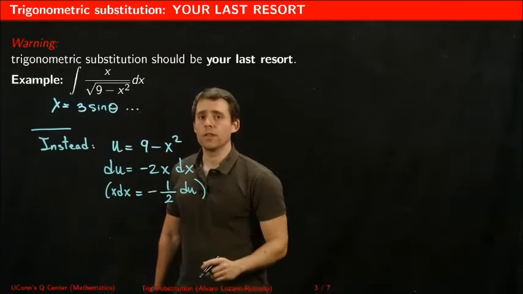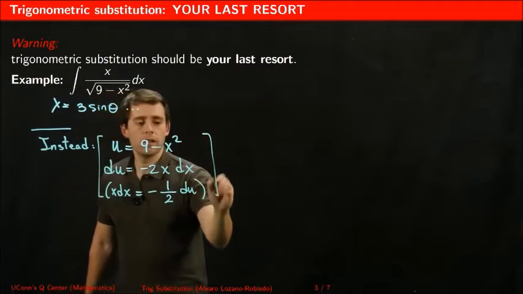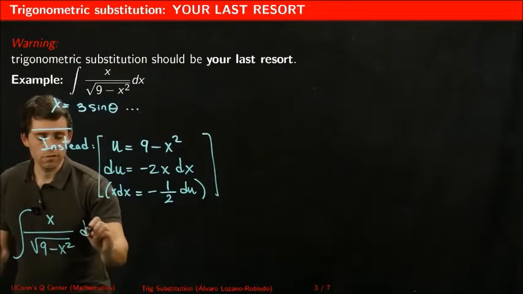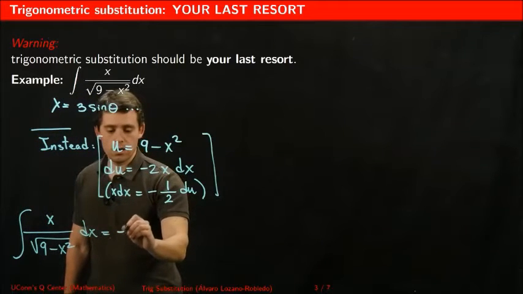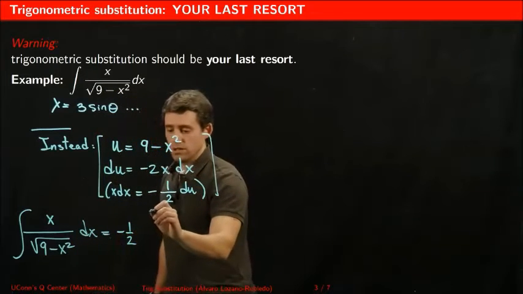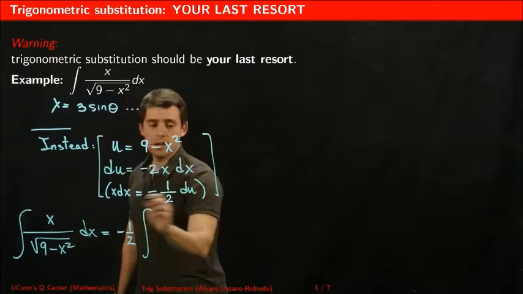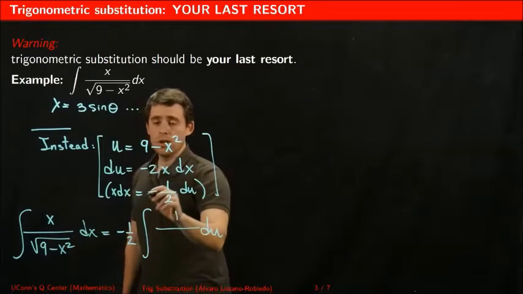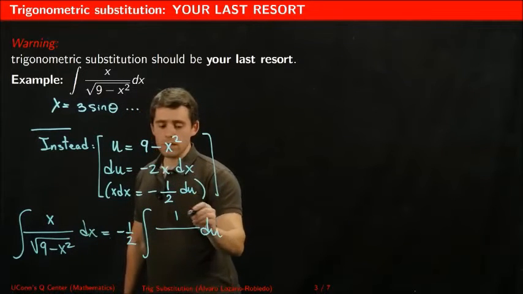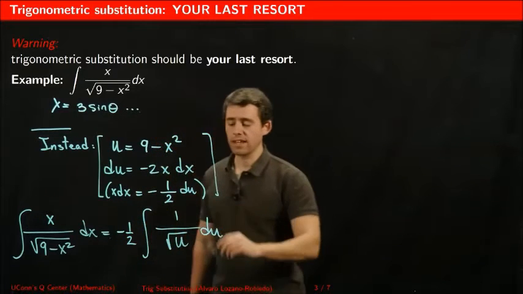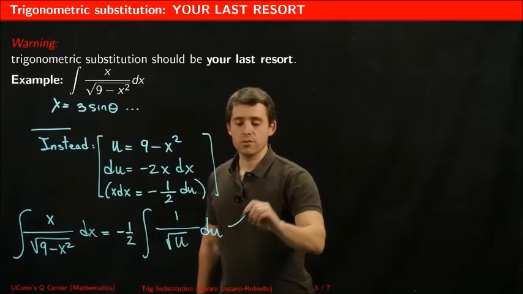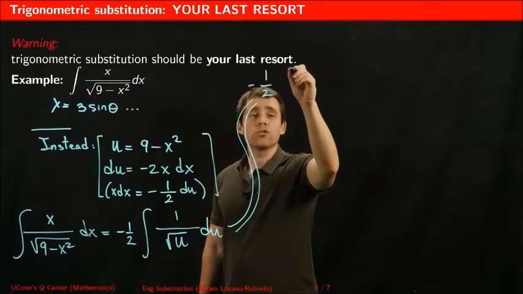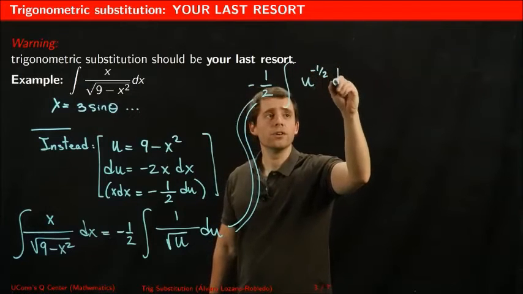And I can proceed and do the integration using this substitution, so that the integral I need to solve transforms to minus 1/2 coming out. The integral of x dx is just du with the minus 1/2 in front, so I'm just going to put u here, and inside the square root, I have the square root of u. This is nothing other than minus 1/2 times the integral of u to the minus 1/2 du.